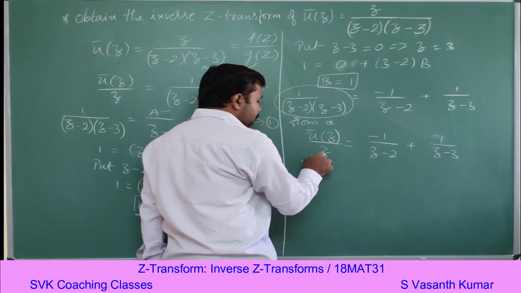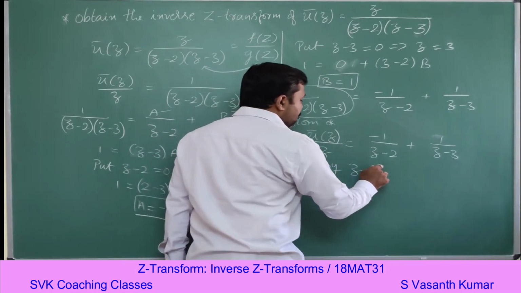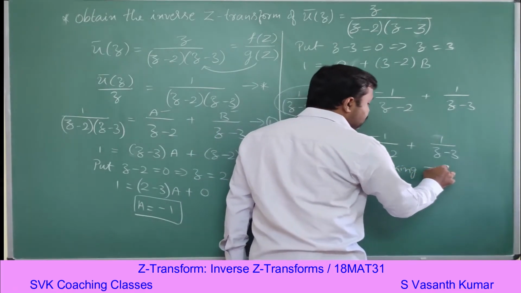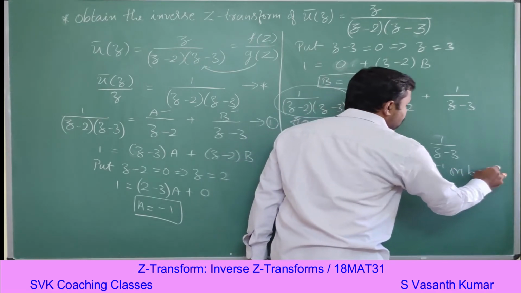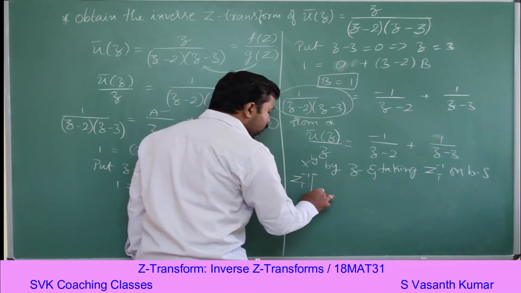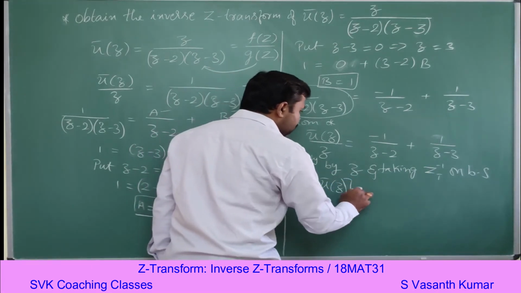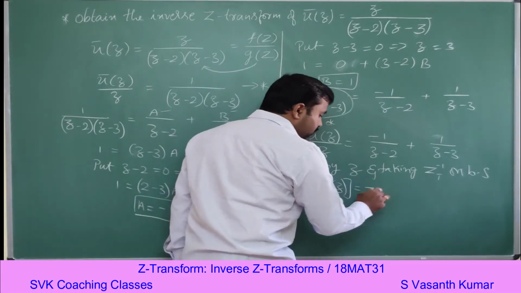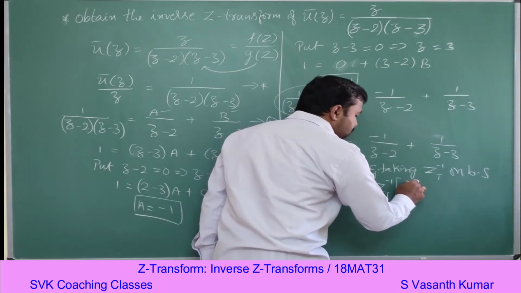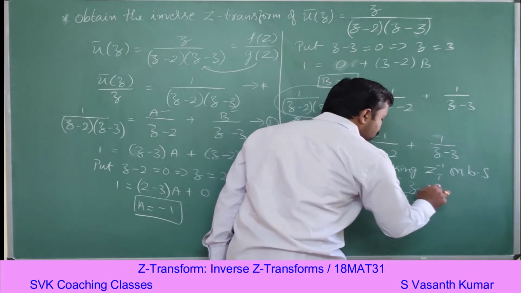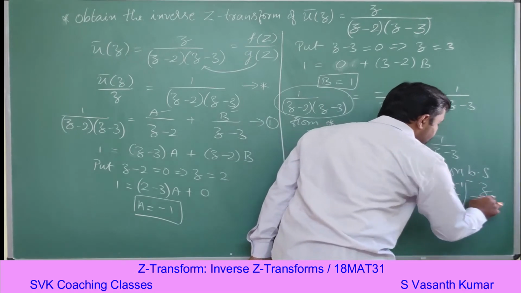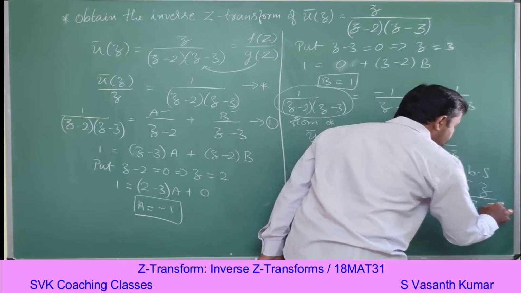Now multiply by z and take Z transform inverse on both sides. So we are going to get Z inverse of U bar of z equal to, minus can be taken outside, multiplying by z and taking Z inverse, it becomes minus Z inverse of z by z minus 2 plus Z inverse of z by z minus 3.